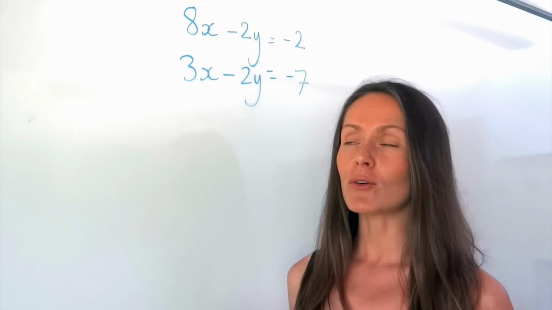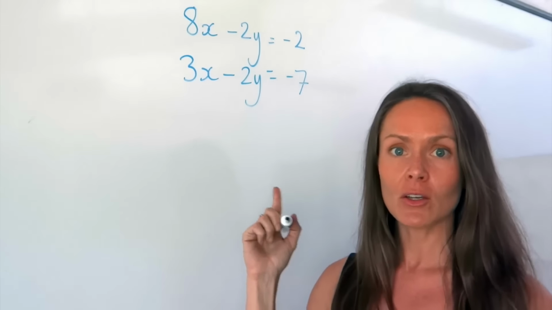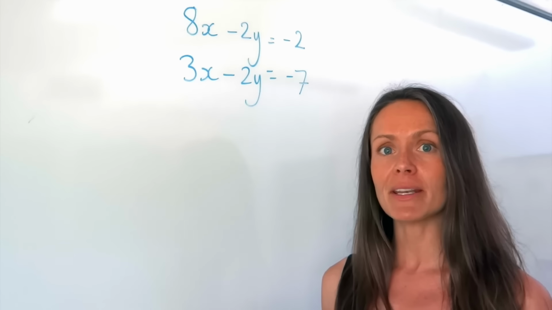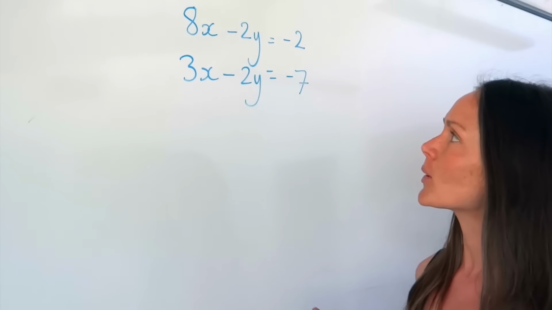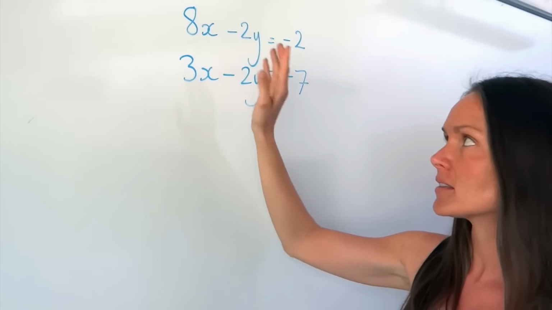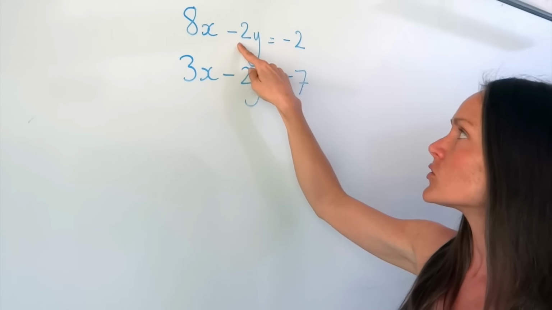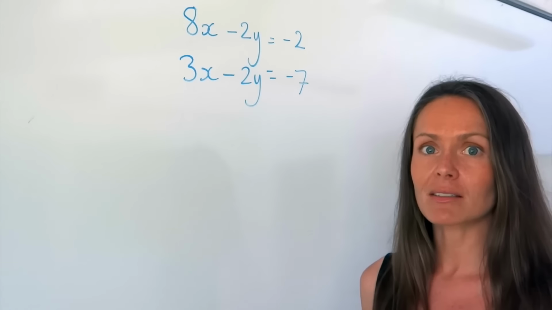Okay, so just like before, I want to try and decide whether I'm adding or subtracting the 2 equations together to eliminate either the x's or the y's. So if I add the equations together, 8x plus 3x gives me 11x, so the x's don't cancel. And minus 2y plus minus 2y is minus 4y, so they don't cancel either.